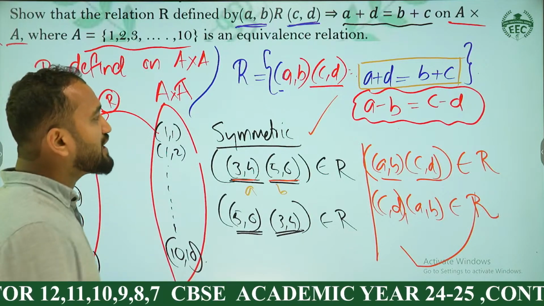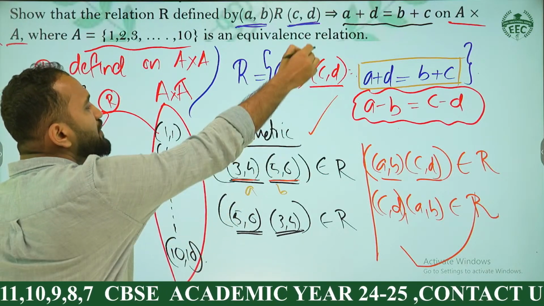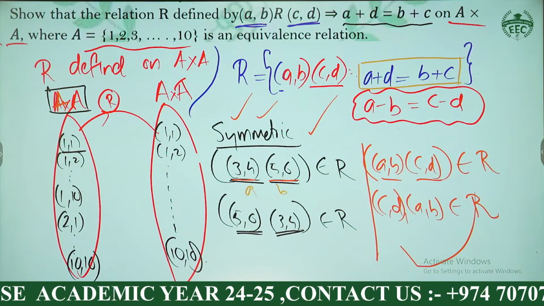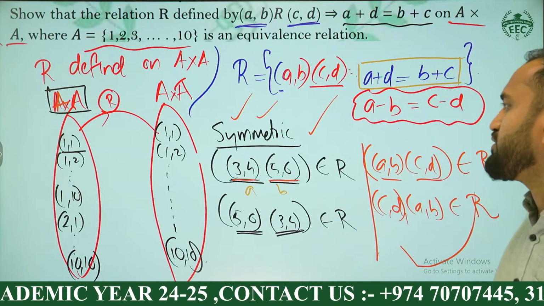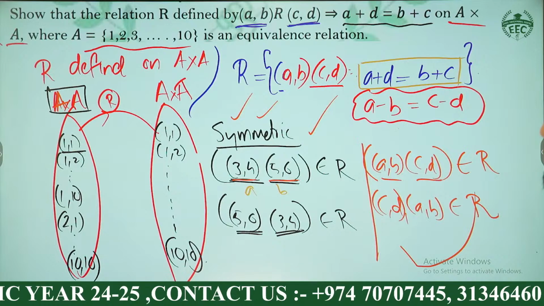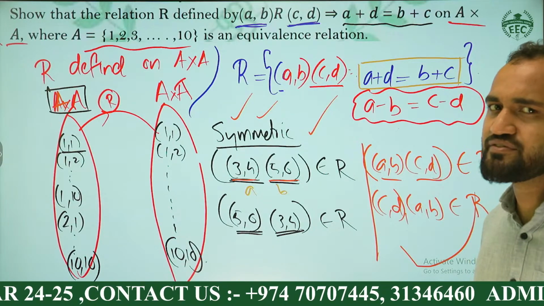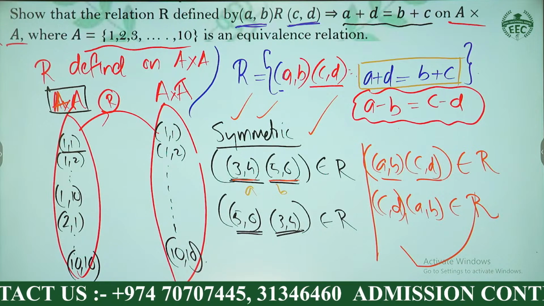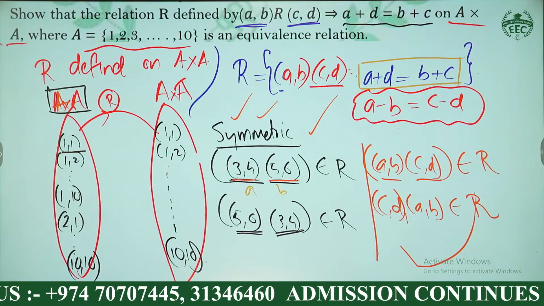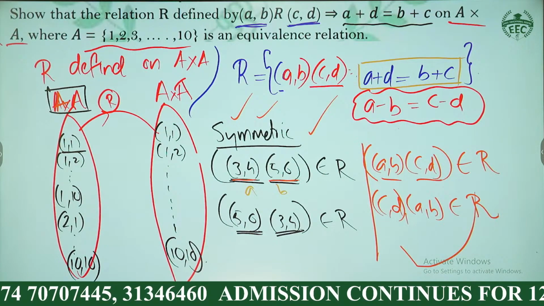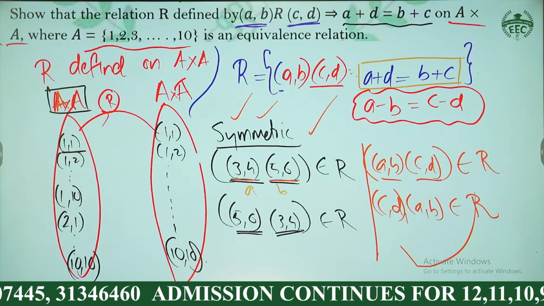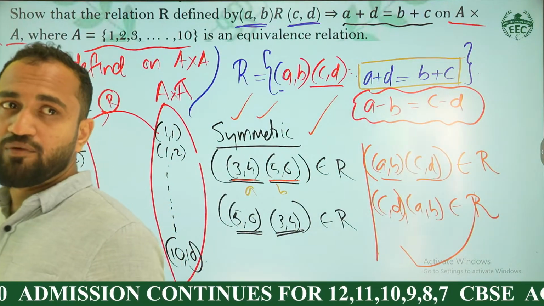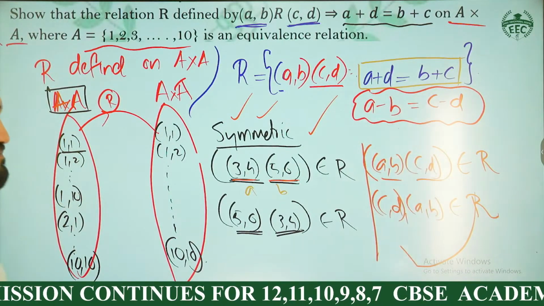So I found that the relation is reflexive and symmetric. Now tell me what is the final one, that is transitivity. Tell me what is the rule of transitivity.